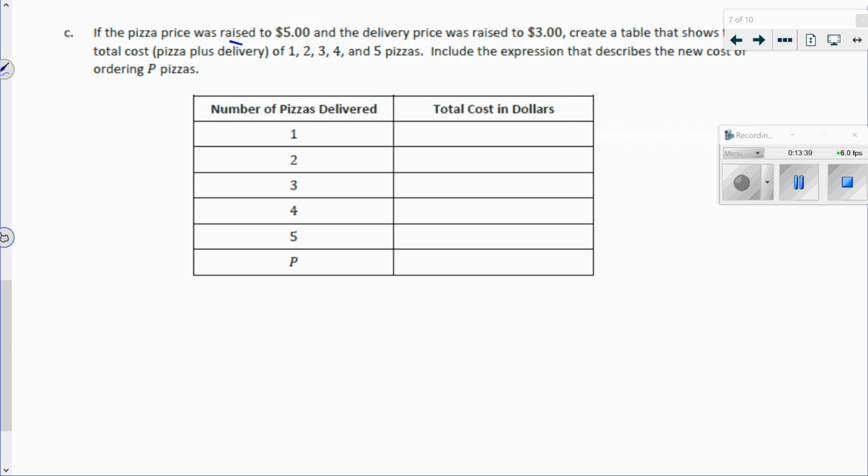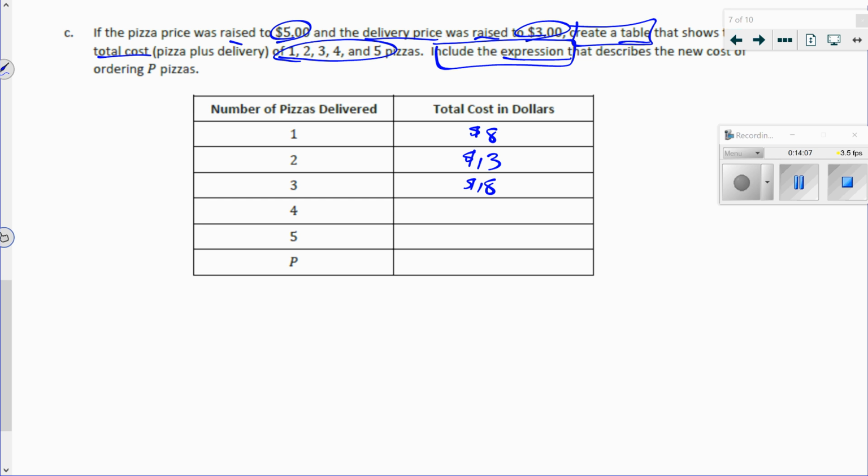Okay, pizza price was raised to 5. Delivery price was raised to 3. Create a table that shows the total cost, pizza plus delivery, of 1 through 5. Include the expression that describes the new cost of ordering P pizzas. So now one pizza costs me how much? 5. Delivery, now that makes it $8. Then it goes 13, 18, 23, 28. My new expression: now it's $5 times P plus the $3. Does this make sense? Yes, sir.